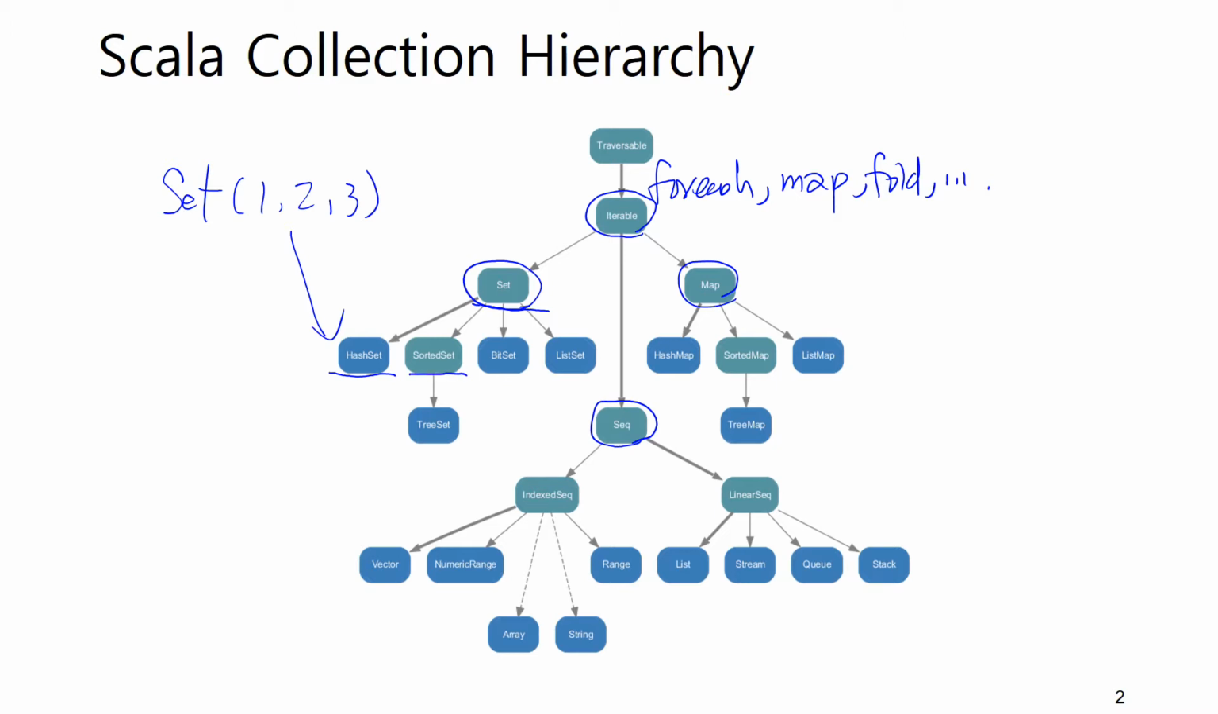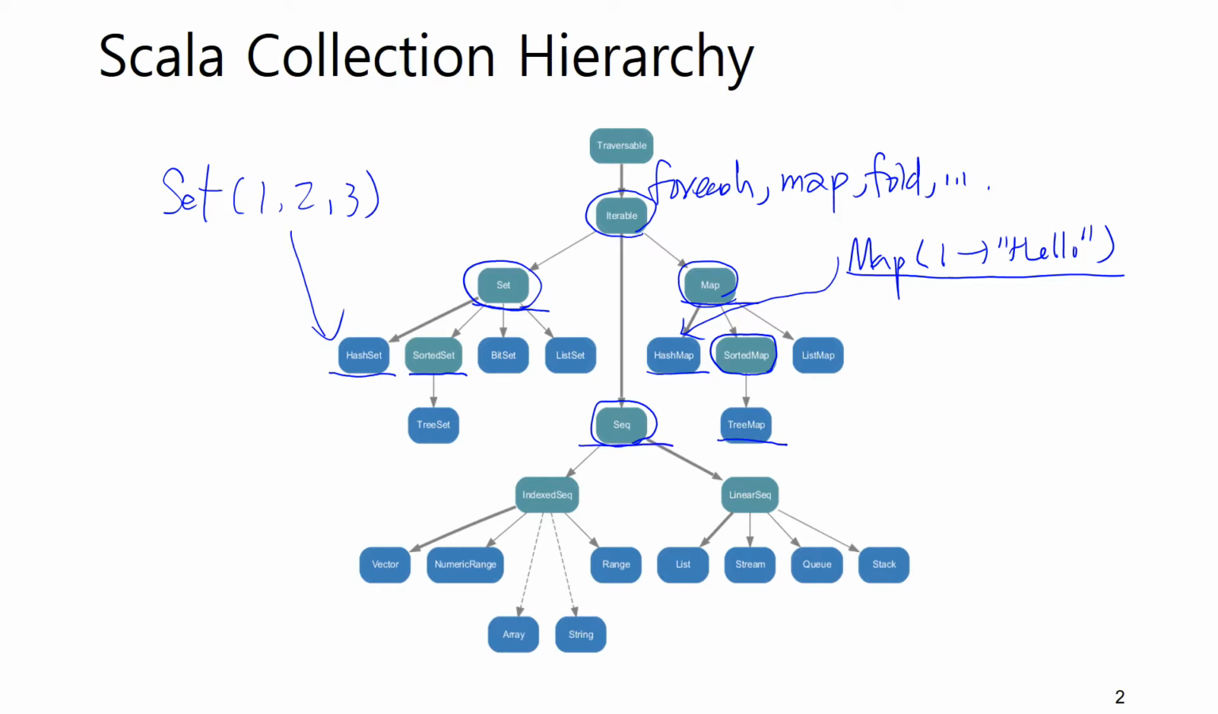The default class for map is HashMap. So if you create a map from integer to string, like this, you automatically use this HashMap. And in order to maintain the order of mappings in your map, you have to use SortedMap, whose default implementation is a TreeMap.